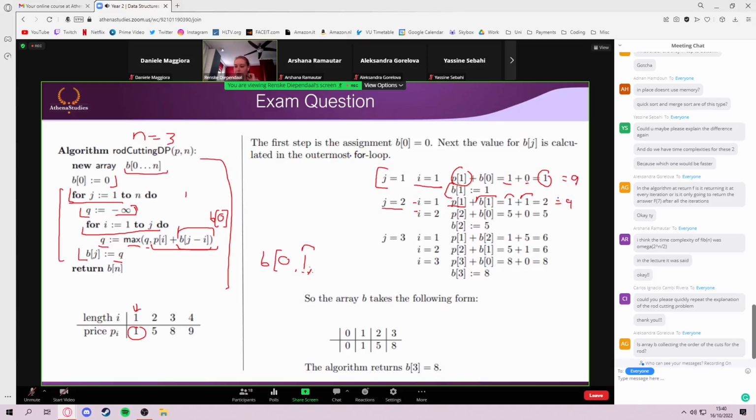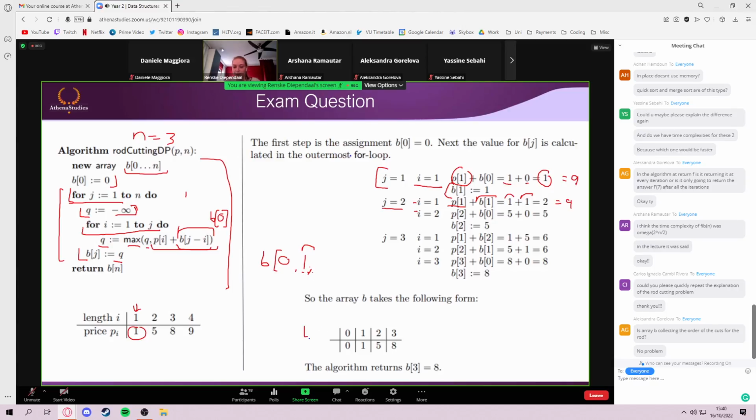Then the question in the chat is: is array B collecting the order of the cuts for the rods? It's sort of, yeah, how do you say this? It's sort of calculating the values that you can attain for each first cut, I guess. Not for the first cut. Okay, so I'm just going to go through to the answer, and then I'll explain to you, and then we'll move back to how we calculate the answer. So this is array B, and this part over here is sort of the maximum revenue.